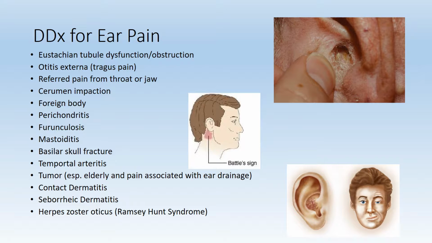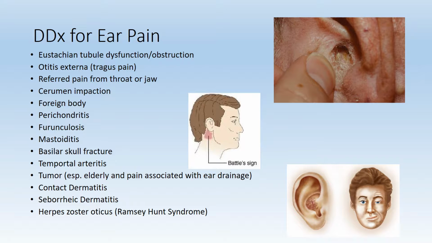So the differential diagnosis for ear pain. Eustachian tubal dysfunction or obstruction is usually a less severe pain than associated with otitis media. Patients may report hearing a gurgling, crackling, or popping noise. There may or may not be nasal congestion, and there's usually a unilateral conductive hearing loss present.